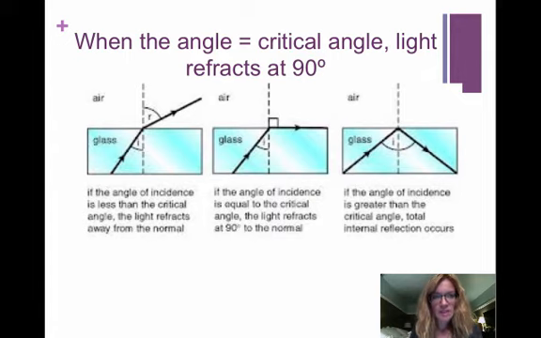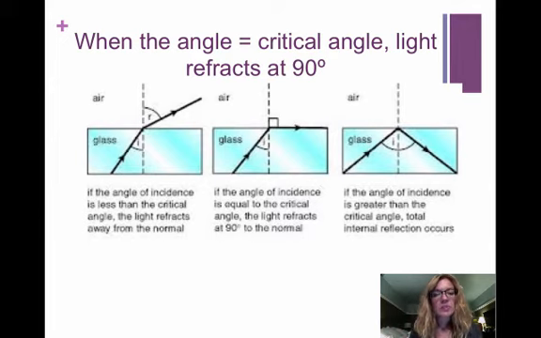You might want to pause the video here for a moment and jot down a couple of key things. For example, when the angle is equal to the critical angle, the light will refract at 90 degrees. It's going to skim right across that boundary, which is the middle picture that you're looking at. You can see on the left there, if the angle of incidence is less than the critical angle, the light refracts away from the normal. If it is equal to the critical angle, it refracts at 90 degrees. And if it's greater than the critical angle, it will reflect back down inside that same material.